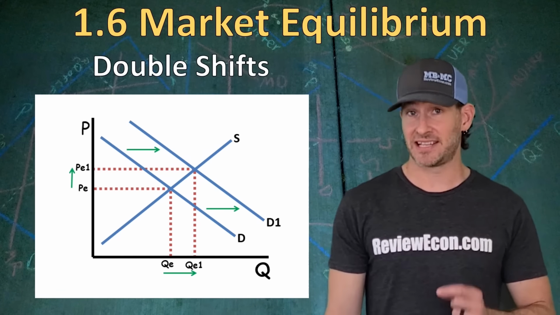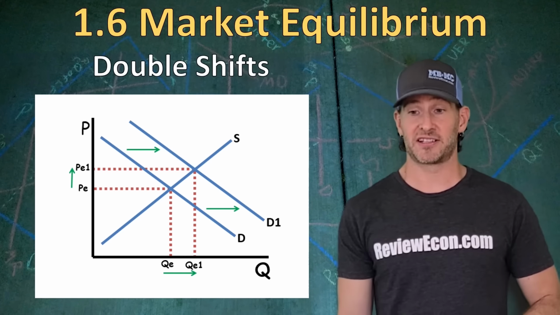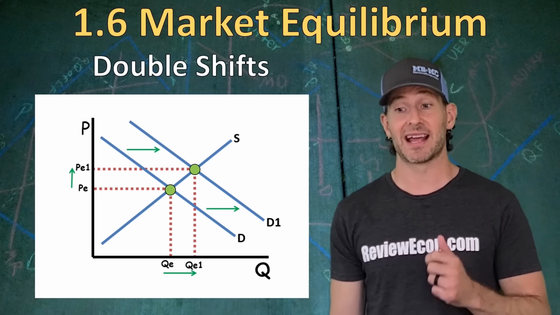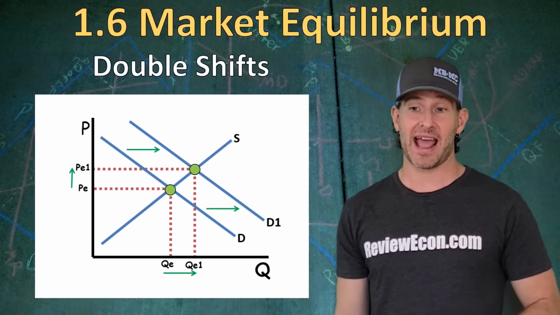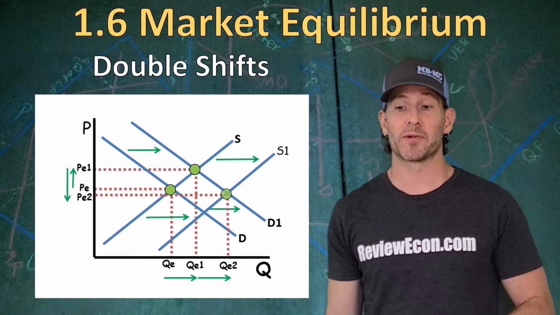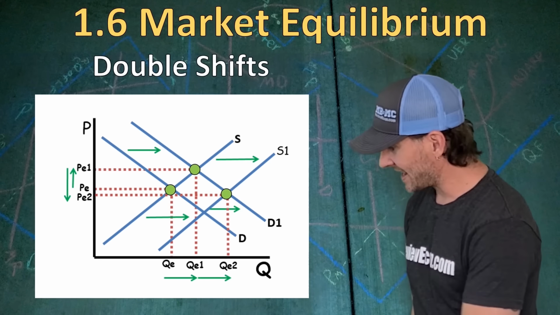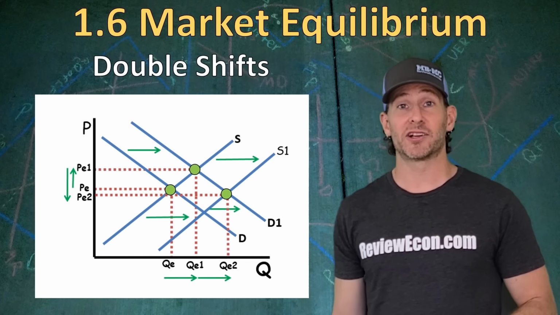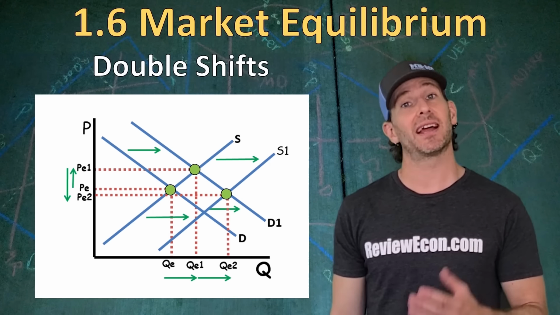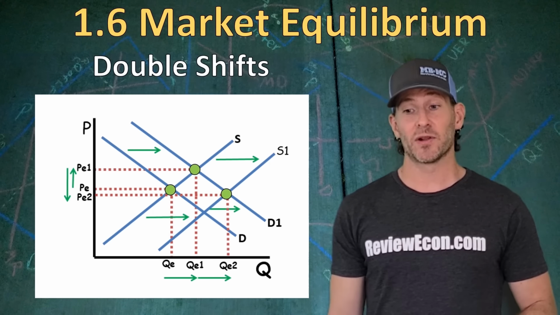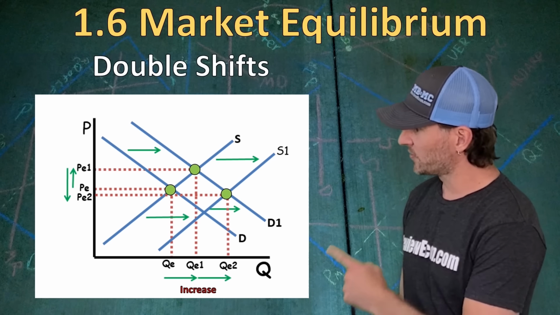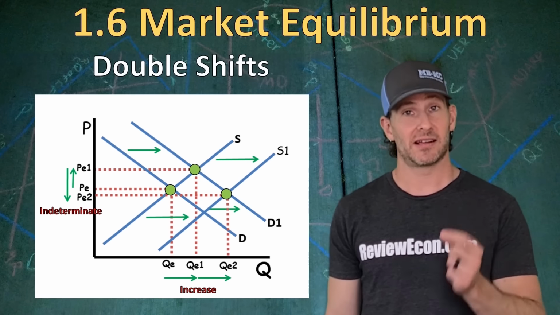Here's another example of a different double shift. We're starting off with an increase in demand this time, which causes the equilibrium point to move, increasing the price and increasing the quantity. If we add another shift, this time it's an increase in supply, we now have a third equilibrium point, and here on that x-axis, the quantity increased on both shifts, whereas the price increased with one shift and decreased with the other shift. Equilibrium quantity will be determined as an increase, but the equilibrium price will be indeterminate.